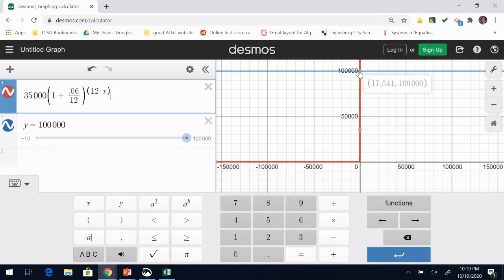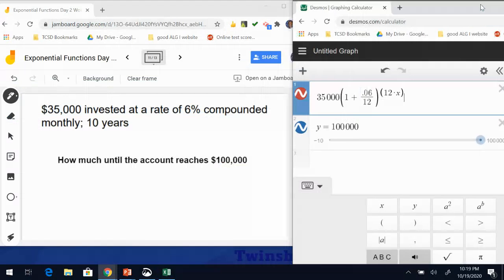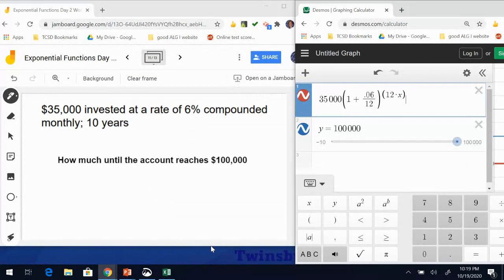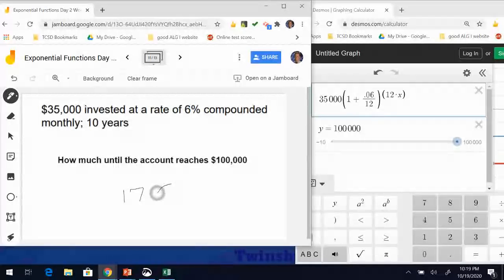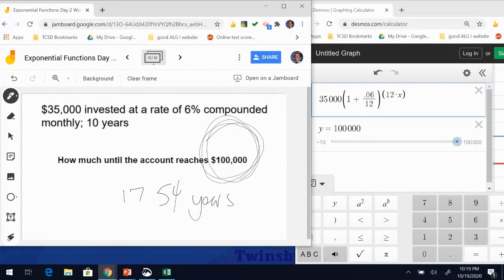But when I click on this, it tells me in 17 and a half years, just over, because it's 17.541, so just over 17.54 years, right? That is when my money is going to reach 100,000. So 17 and a half, let's call it, years it will take to reach $100,000. So what is that? 17 years and 6 months, because remember that half a year is 6 months. All right.